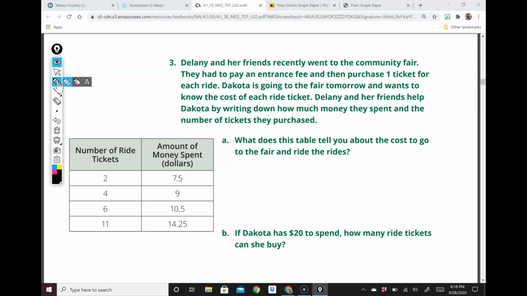So let's see here. The rate for each ride. If I do 9 minus 7.5, that gives me 1.5, so maybe $1.50. And that seems to be what we're increasing here. Let's see, 10.5. Of course, over here we're going by different increments.